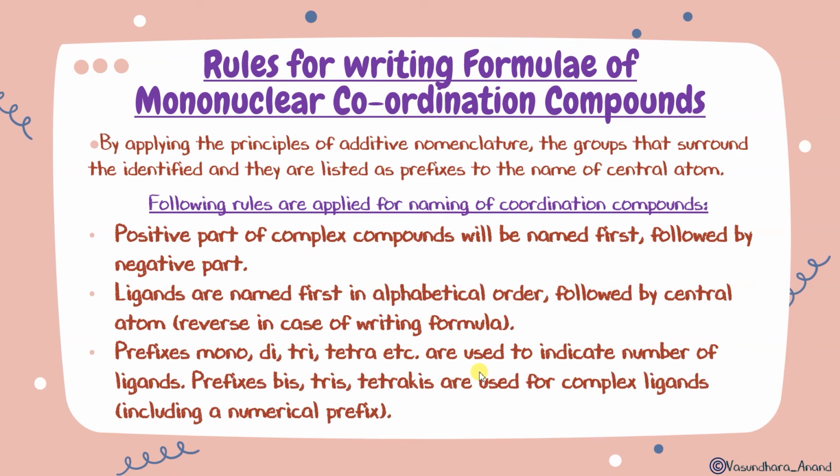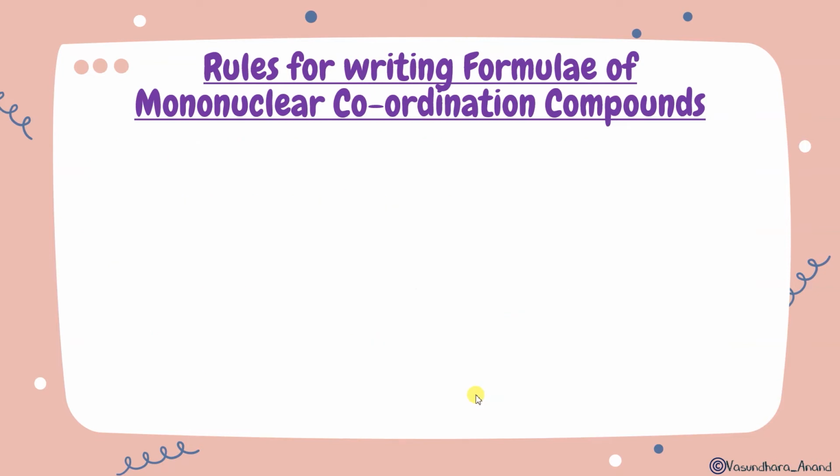Prefixes like mono, di, tri, tetra are used to indicate the number of ligands. If it is monodentate, we use mono, di, tri. If one is there, no need to mention. If two is there, di; three is there, tri, like this. But if it is a complex ligand like en, bidentate or tridentate or hexadentate, then instead of di, tri, tetra, we use bis, tris, tetrakis, like this. Got it? So we use these prefixes.